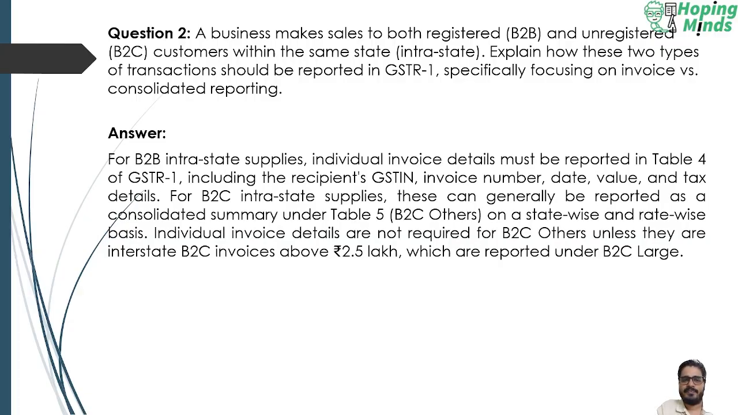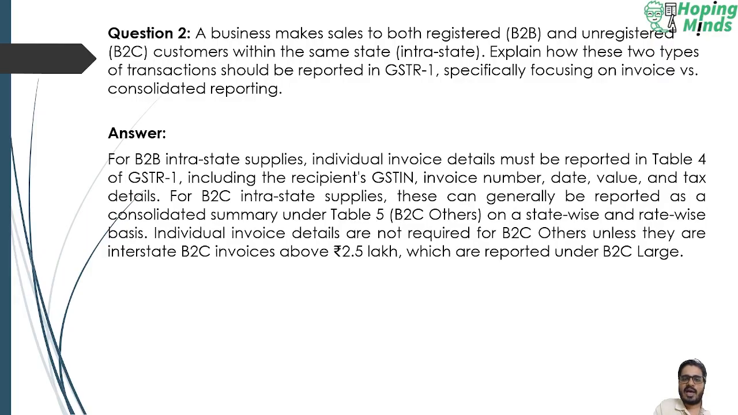For B2C intra-state supplies, these can generally be reported as a consolidated summary under table 5, that is B2C others, on a state-wise and rate-wise basis. So, while reporting such B2C transactions, invoice number and other details are not to be filled up. Only the GST rate and state of supply shall be mentioned.